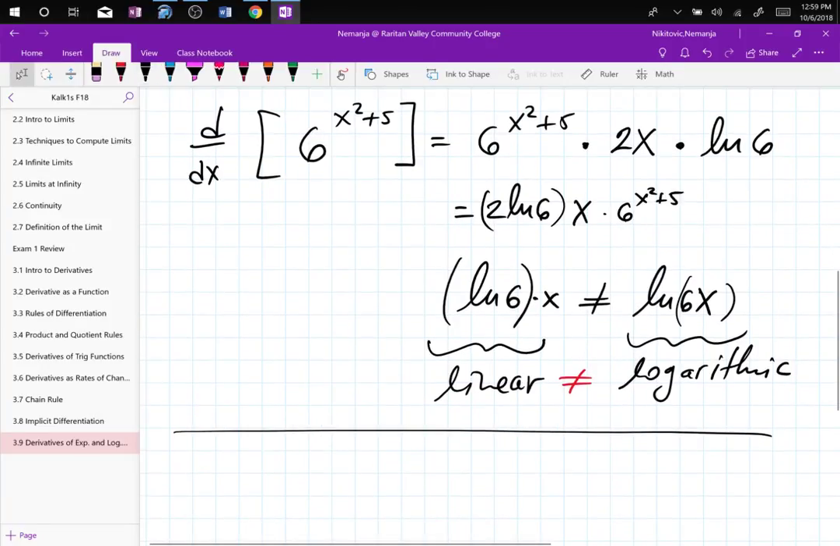One for you to practice. What is the derivative of 2 raised to the tangent x?